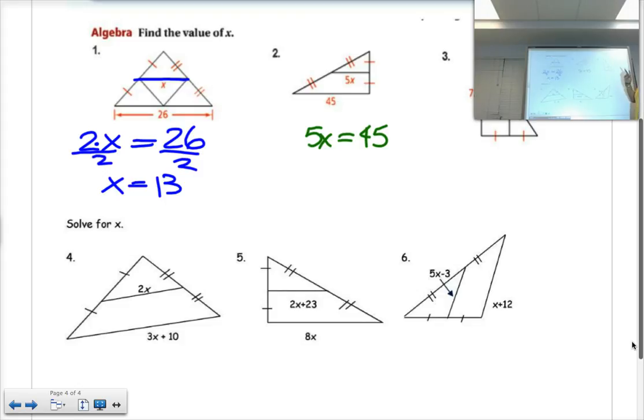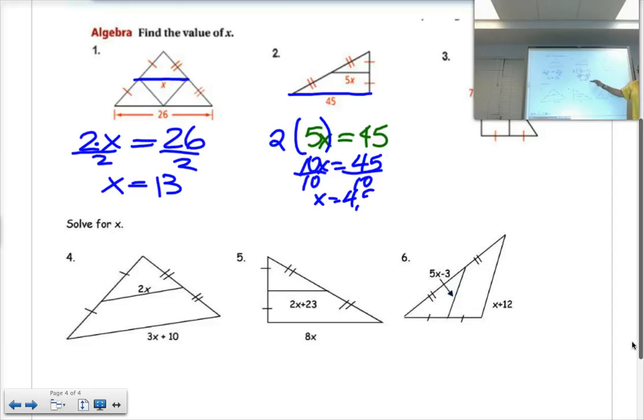Okay, no. I want you to realize something. We're talking about length. If I have one of these markers and I put another one that's the same size with it, that's just like saying this times 2. That's what the midsegment is. This side of 5x times 2 equals the side that it's parallel to, or the third side of the triangle. So 2 times 5x is 10x equals 45. We divide by 10 on both sides. This is the algebra. So x equals 4.5.